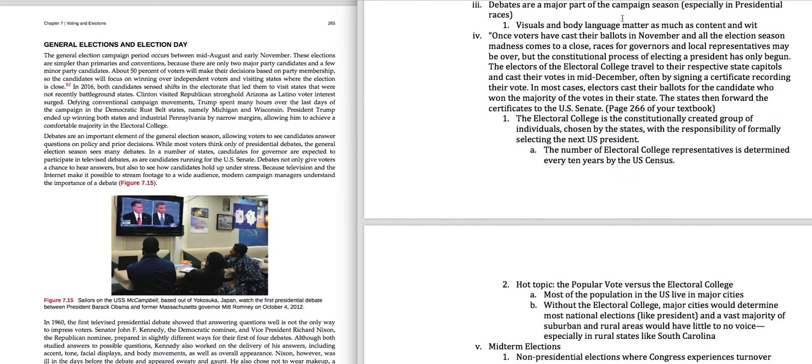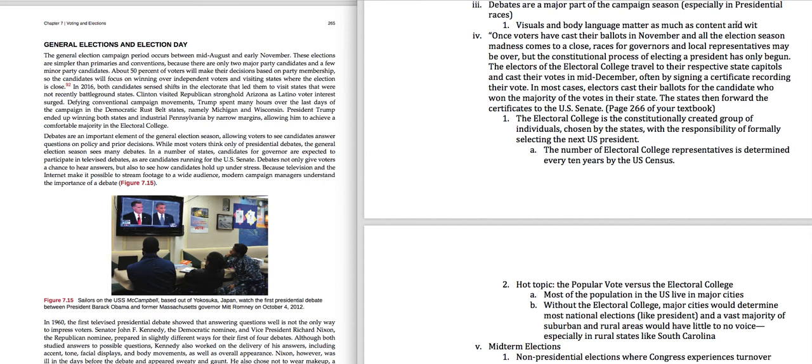This is an excerpt directly from your reading, page 266. I'm going to read it to you. Visuals about the Electoral College. Visuals... I'm sorry, I meant to add this. Visuals and body language matter as much as content and wit. 1960, Richard Nixon was running against John F. Kennedy. Kennedy was a good-looking dude. He was pretty sharp. He wore makeup for the TV thing. It was the first televised debate.